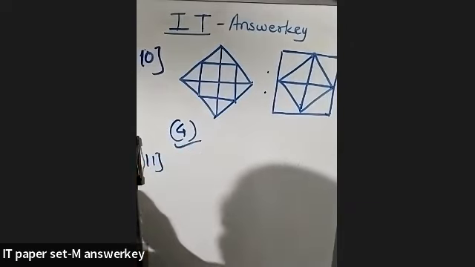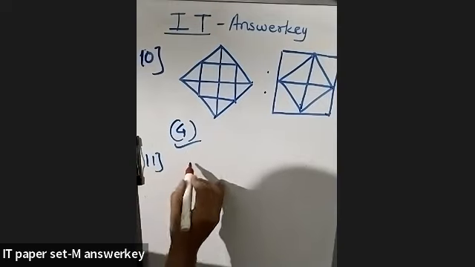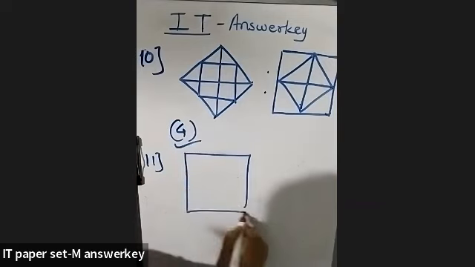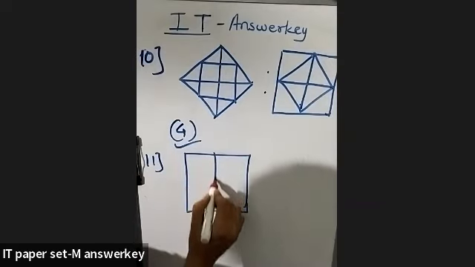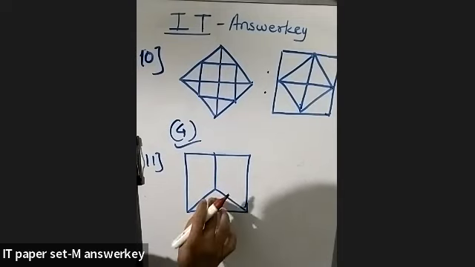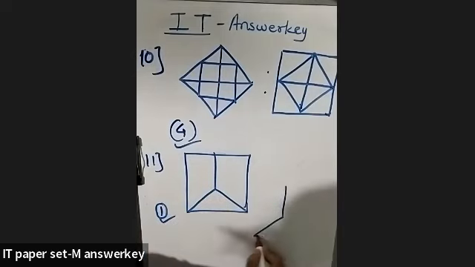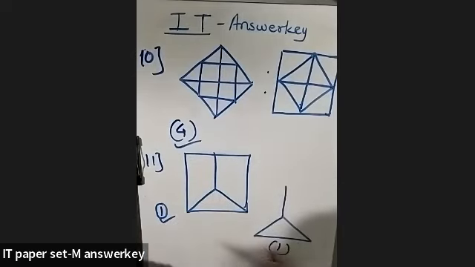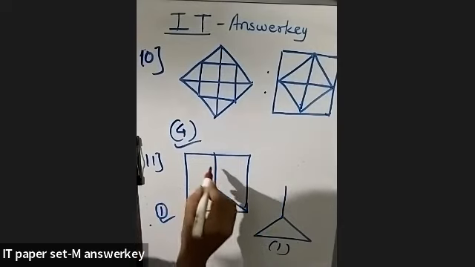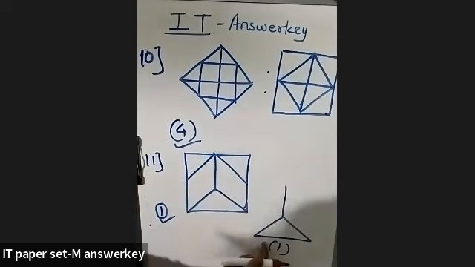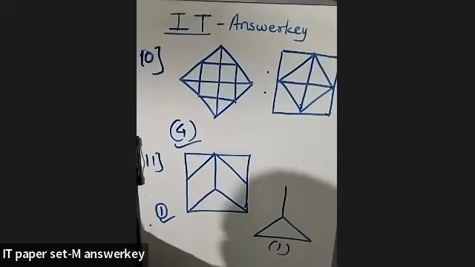In question number 11, we have to find the embedded figure. So in the given question figure, I'm drawing the question figure here. This part is only in option number 1. Only this part is given in option number 1. So option number 1 is correct. The question figure is like that and the option figure is like that. So the correct option is option number A, that is option number 1.